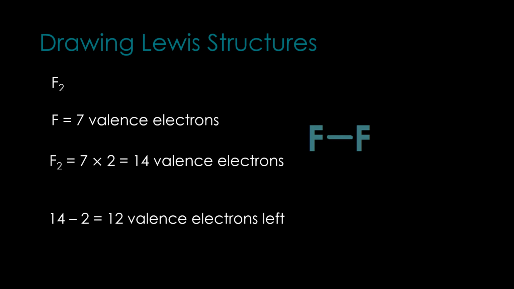Draw these electrons around each fluorine atom as lone electrons or dots. This will be the resulting structure. You can now check if both atoms in this diatomic molecule have fulfilled the octet rule. Since both fluorine atoms have 8 valence electrons around them, this is the correct Lewis structure for molecular fluorine.